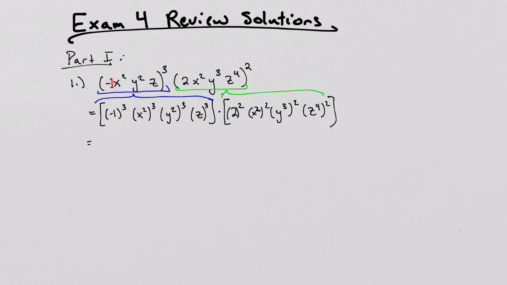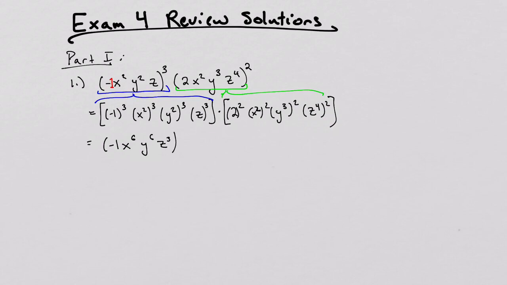So negative 1 cubed is, of course, negative 1. And then x squared raised to the third power, whenever you have a power raised to a power, you multiply the exponents. So 2 times 3, that'll give us x to the sixth power. So this will be negative 1 times x to the sixth. Then it'll also be y to the sixth. And then for z to the third, remember there's just a hidden 1 there. So this just becomes z cubed.